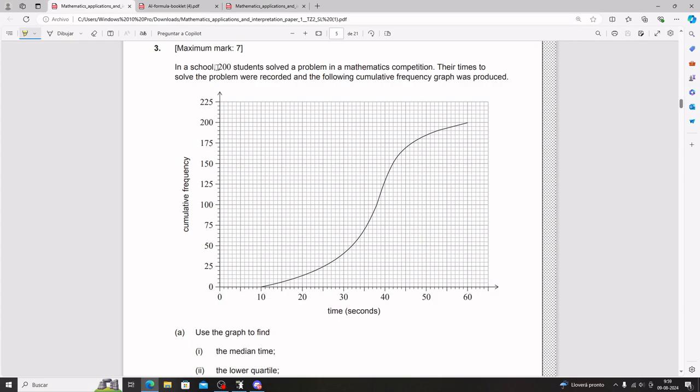In a school, 200 students solved a problem in a mathematics competition, the best kind of competition, let's be honest. Their times to solve the problem were recorded and the following cumulative frequency graph was produced. So the big word here is, of course, cumulative frequency graph, but the key word I would say is cumulative frequency. What the heck is that?